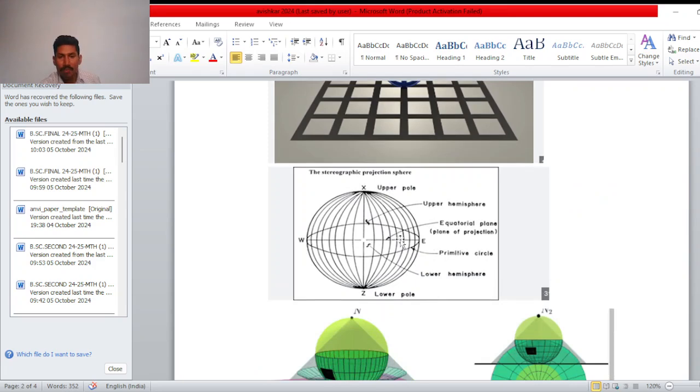Here is the equatorial plane, x square plus y square is equal to 1. Here is the upper pole, here is the lower pole. The upper pole is called the north pole, the lower pole is called the south pole, and this is called the equator. This is x square plus y square is equal to 1. This is called a Riemann sphere.